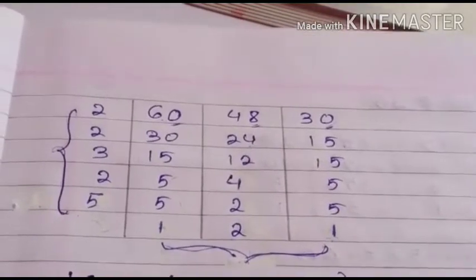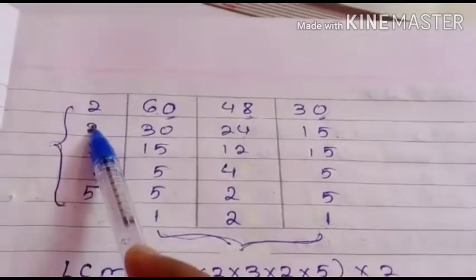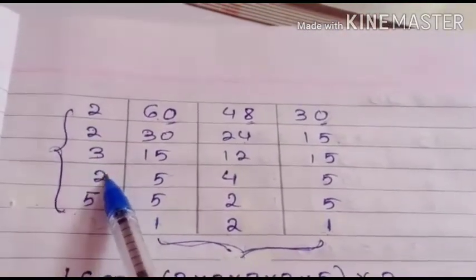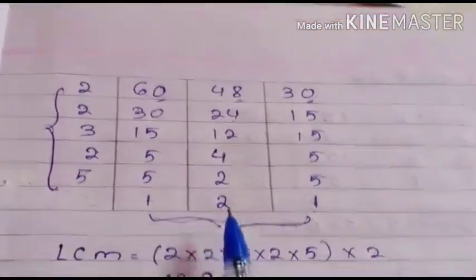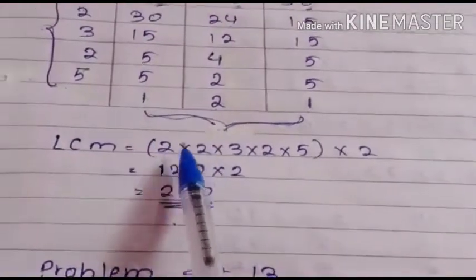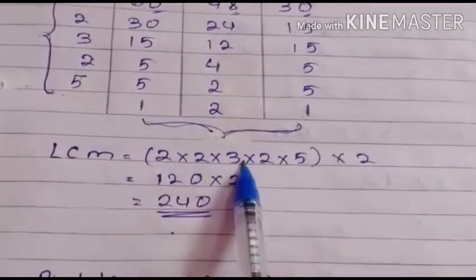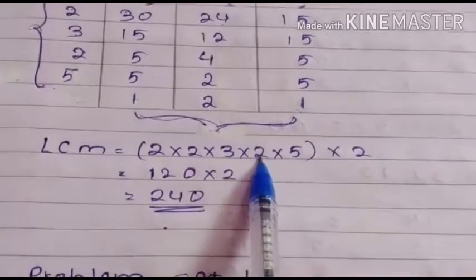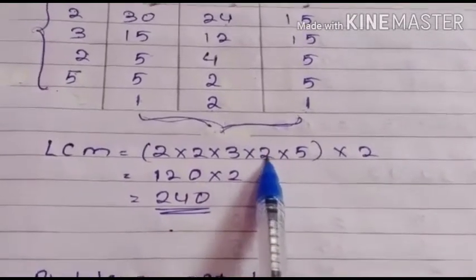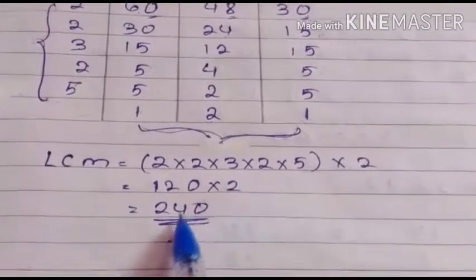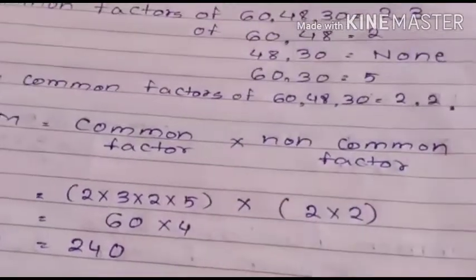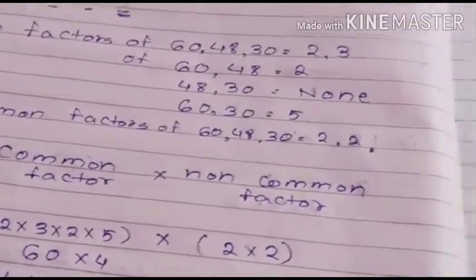So what will my LCM come? 2 multiplied by 2 multiplied by 3 multiplied by 2 multiplied by 5 and multiplied by 2. So 2 2s are 4, 4 3s are 12, 12 2s are 24, 24 5s are 120 and 120 2s are 240. In both ways, my answer comes 240, the same. But this is the easiest way to find the answer.